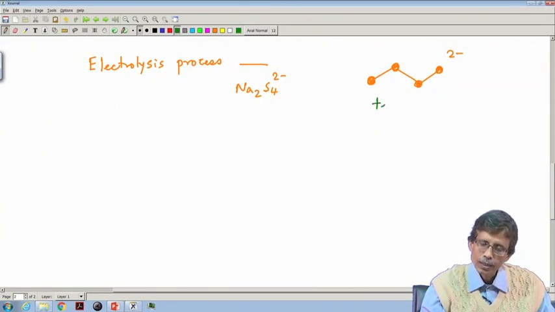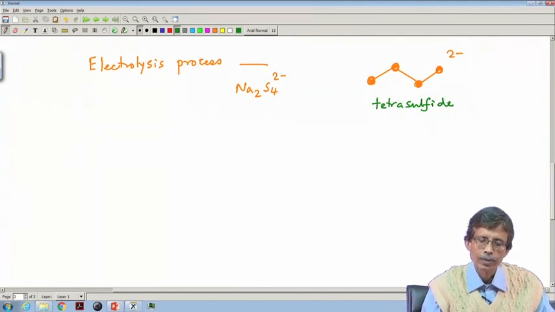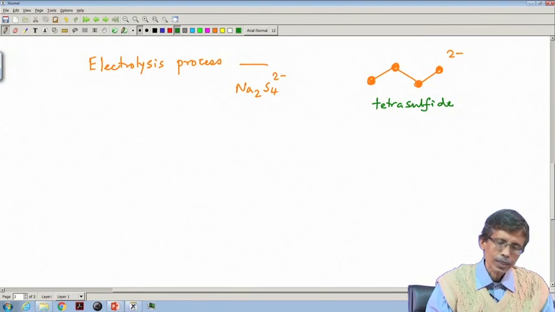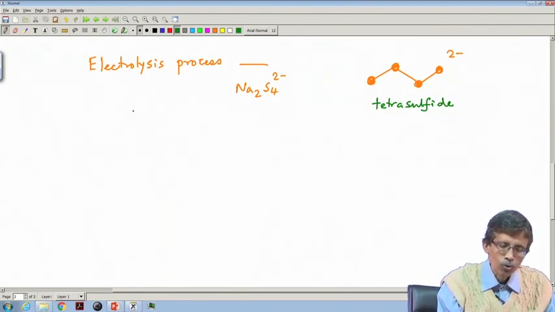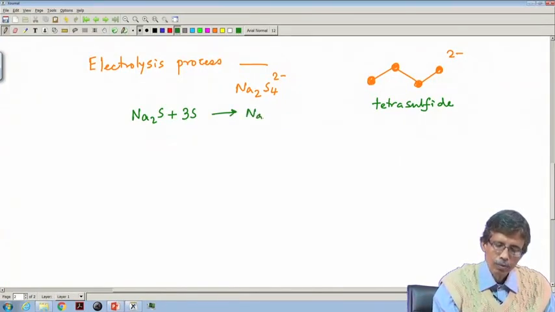So, this is your tetrasulphide. It is very easy to make also. In solution we sometimes get polysulphides instead of simple sulphide. So, this tetrasulphide, which is S4 2 minus, we also produce from Na2S itself with some amount of elemental sulfur, giving you Na2S4.